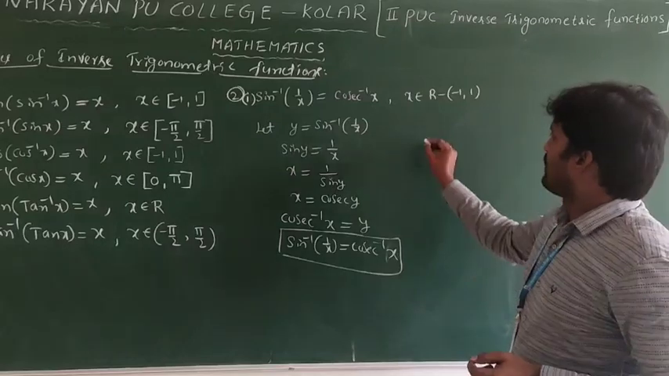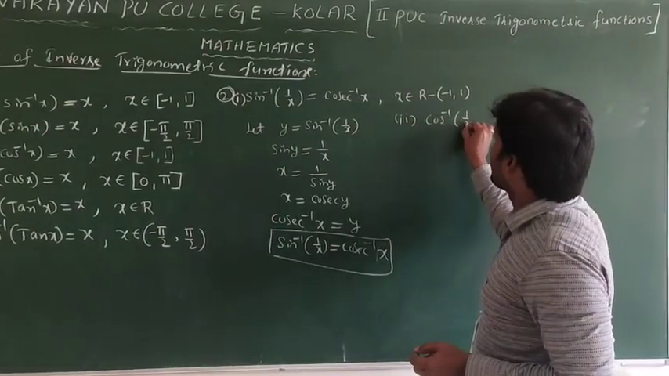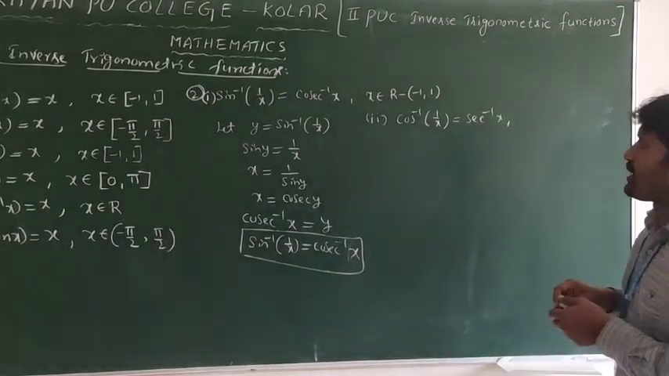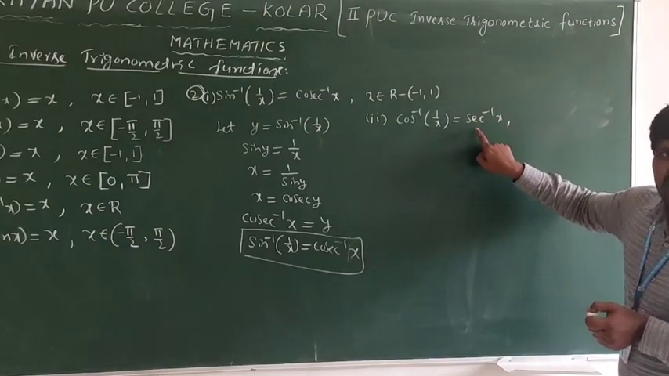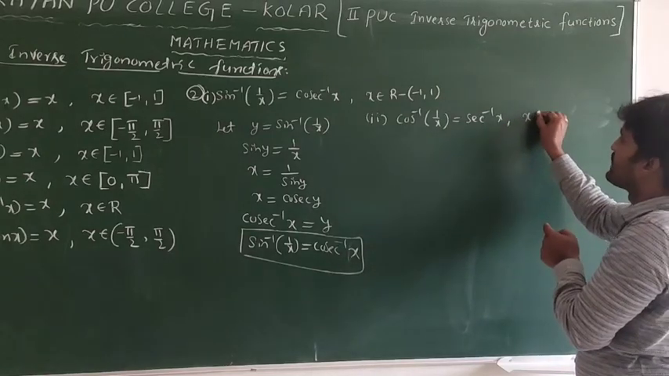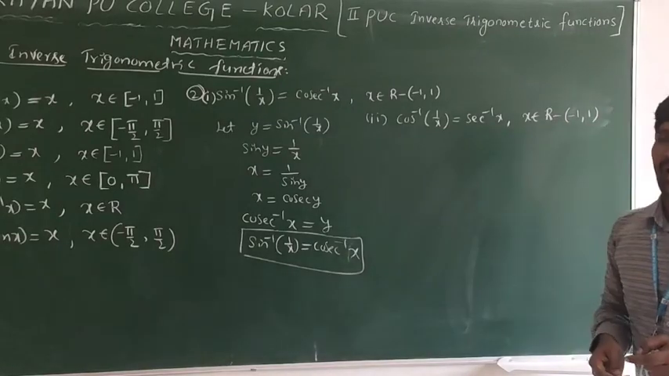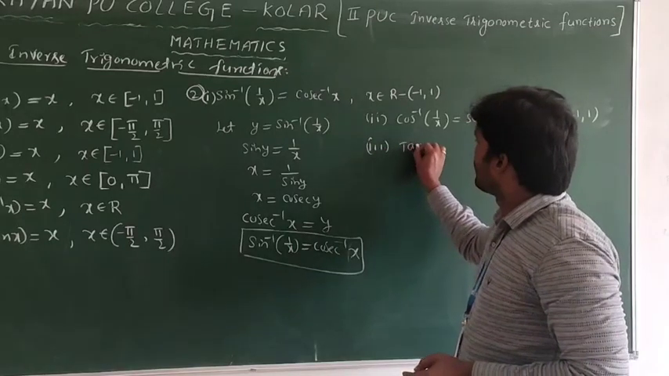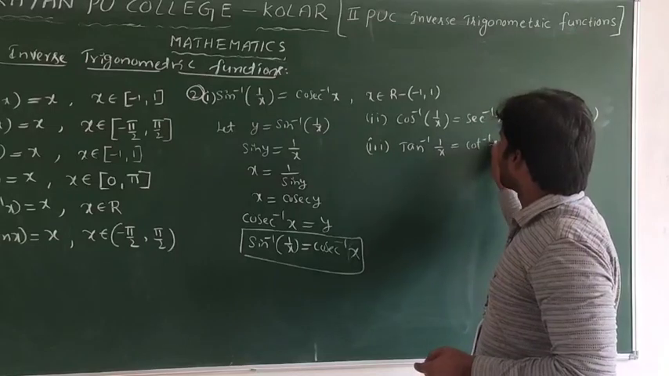Coming to the second one similarly. Cos inverse of 1 by x equal to secant inverse x. Here also, what does x belong to? Here the function on the right side is secant inverse x, so its domain will be considered. X belongs to R minus the open interval minus 1 comma 1. Coming to the third one, tan inverse of 1 by x equal to cot inverse x.